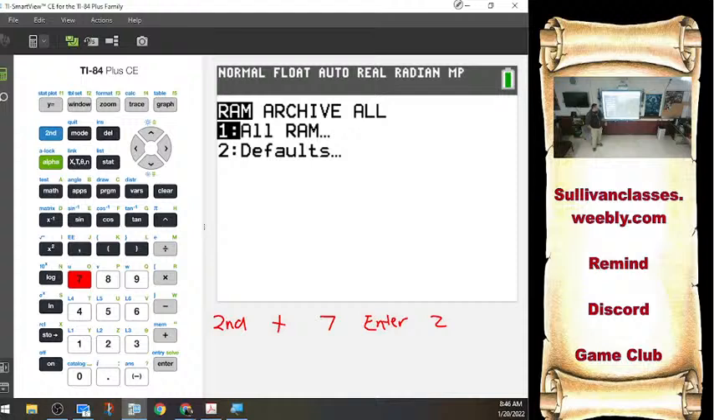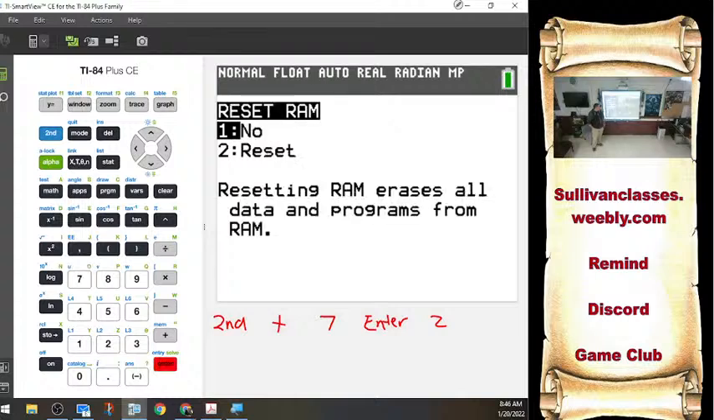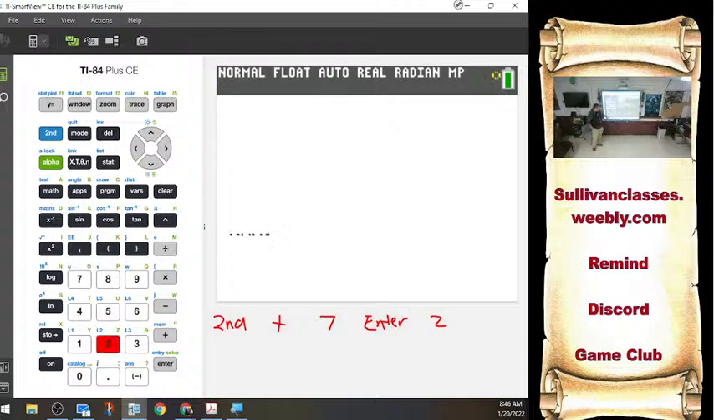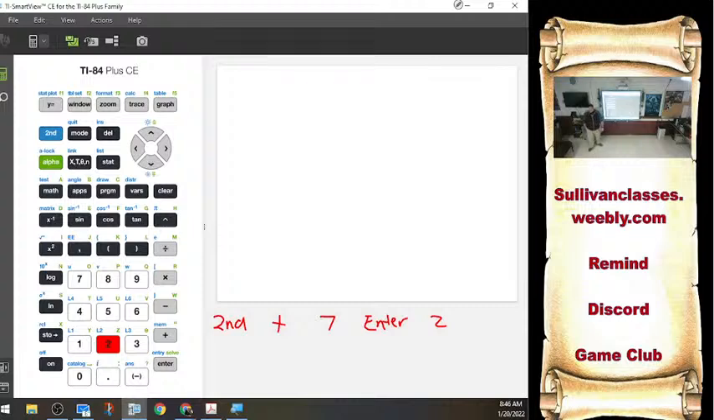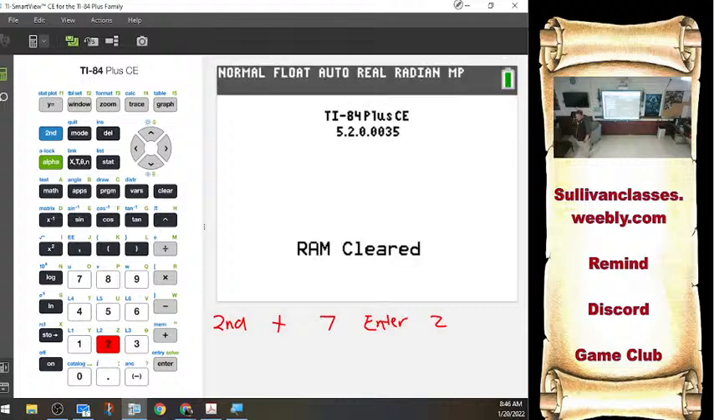7 is reset. Enter says, yes, I want to get rid of everything I put in here. 2, reset. Second plus 7, enter 2, reset. Okay, because you got a bunch of garbage in there because we just finished finals. There were kids using these.